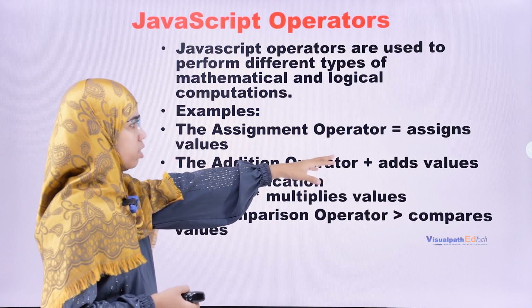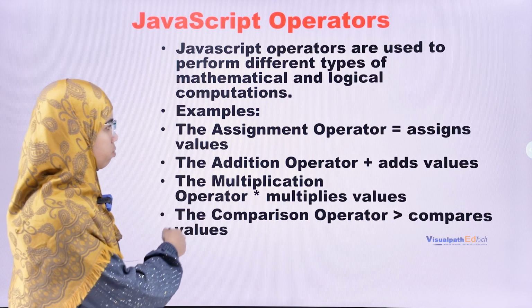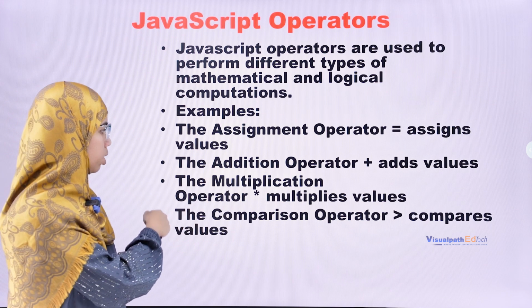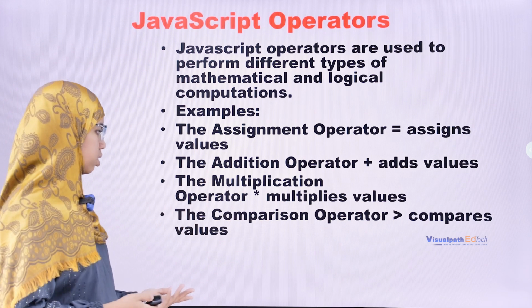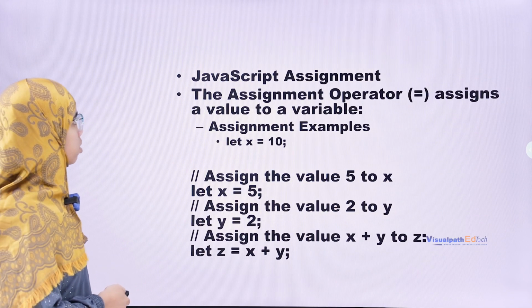The assignment operators, basically we use the equal to sign for assigning, okay? And for addition, we use the plus symbol. For multiplication, we use the asterisk symbol. For comparison, we use greater than, less than, equals to symbol, and so on. So let us list out all the operators now.